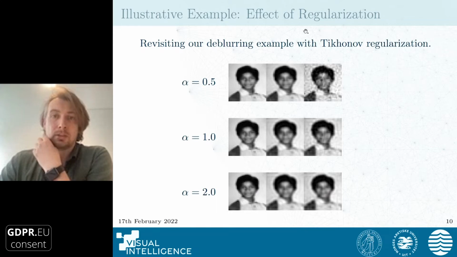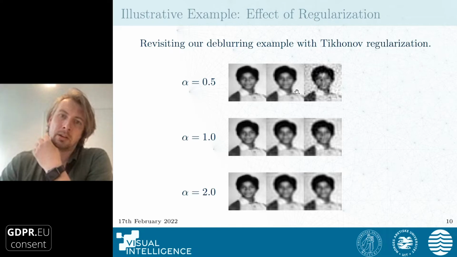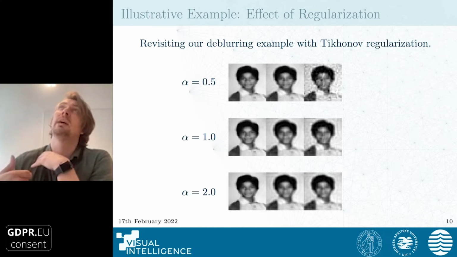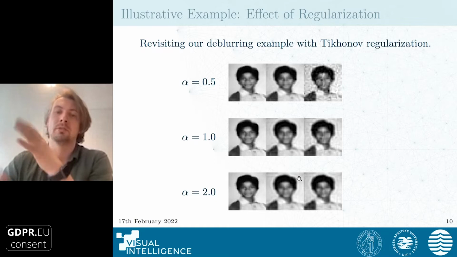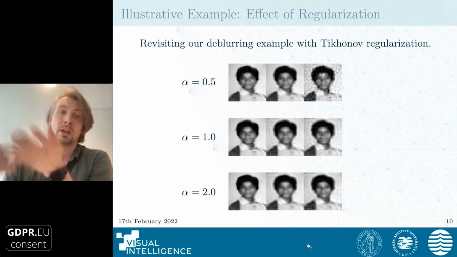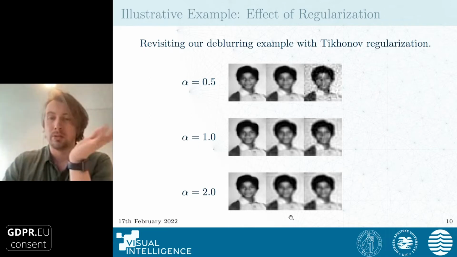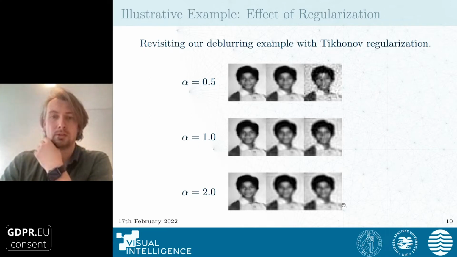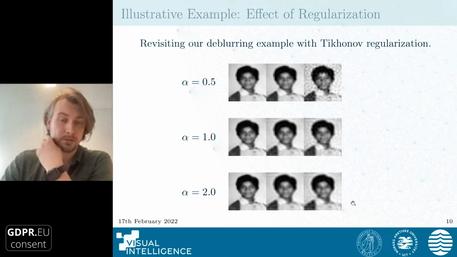We can see the effect of regularization here on this deblurring example, where with different levels of Tikhonov regularization, we can achieve better reconstructions. Of course, this also diminishes the quality of the reconstructions where we are not affected by noise, as it smooths the solution space, so these are much more similar. The more regularization you apply, the more you smooth out the image, and the more you remove the noise, if there is any noise.